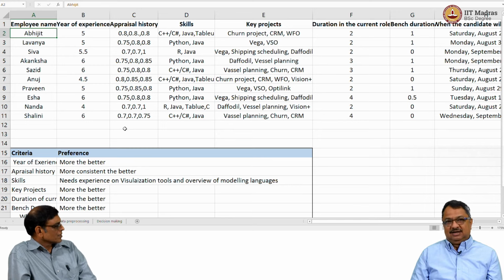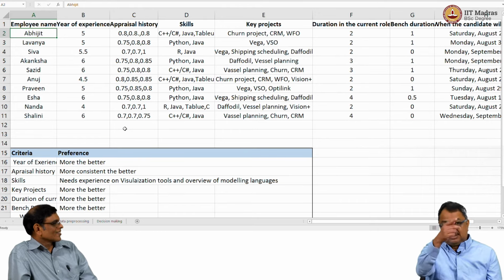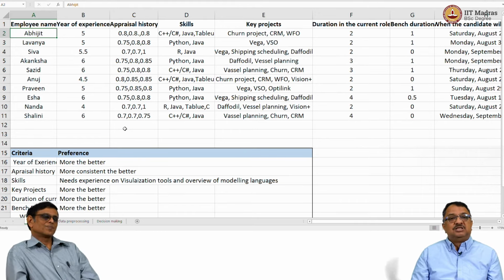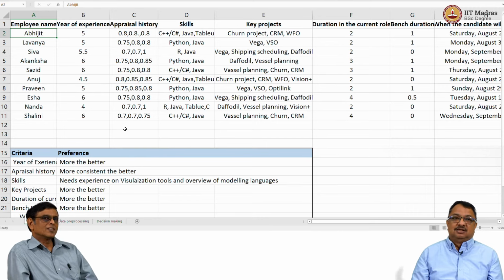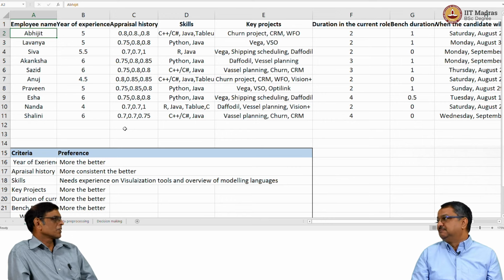Correct. So I think our challenge here, if you look at the data, will be to convert some of these criteria into numbers. Okay. So they have not given us numbers. Let's just take a look. If you take Abhijit as an example, he has 5 years of experience, and that's a number. That's easy. No problem. They've given us his appraisal history, which is 0.8, 0.8, and 0.8. Average 0.8, probably.